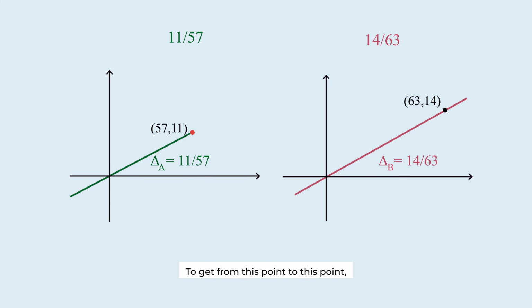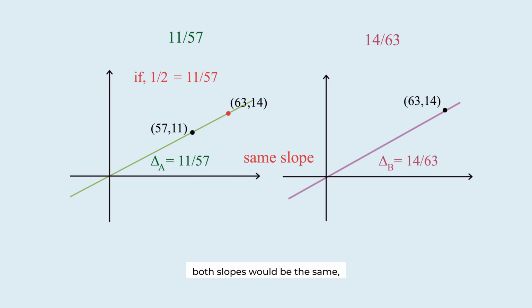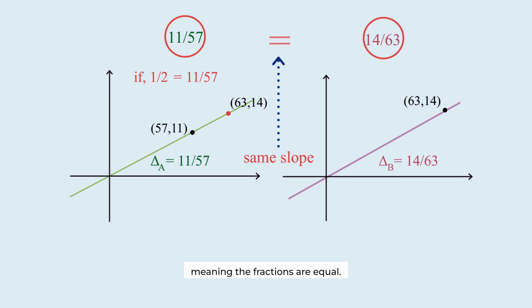To get from this point to this point, we move plus 6 units along the x-axis and plus 3 units along the y-axis. This slope is 3 over 6, 1/2. If 1/2 were equal to 11 over 57, this point would be on this line. In that case, both the slopes would be the same, meaning the fractions are equal.